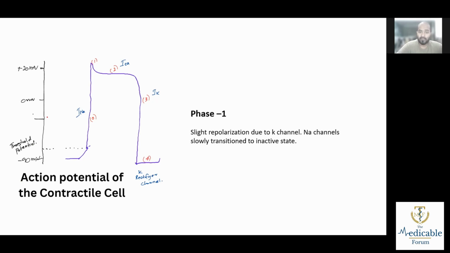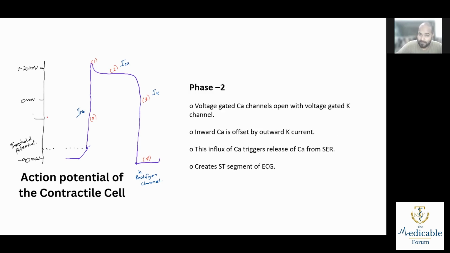What's phase 1? Now, there is an overshoot of depolarization, and to bring it slightly downwards, there is a potassium channel being open and the sodium channels close, and that causes a mild drop before the calcium channels are activated. So that is phase 1.